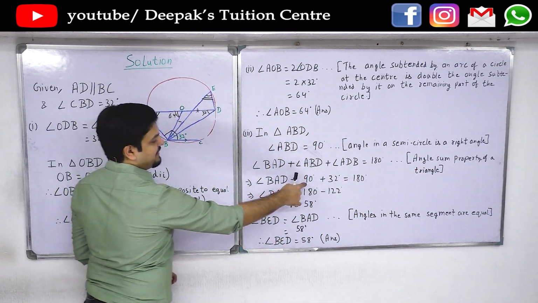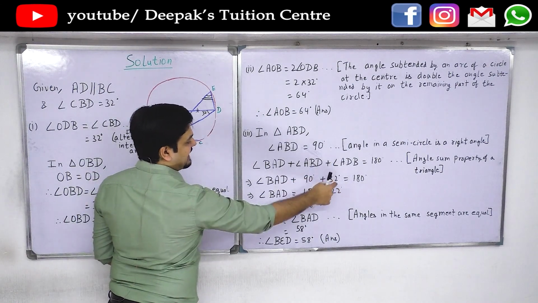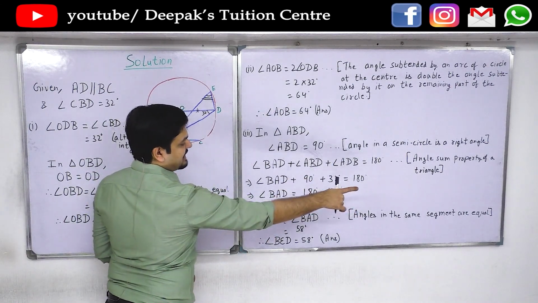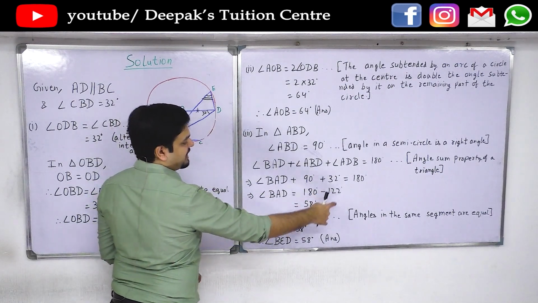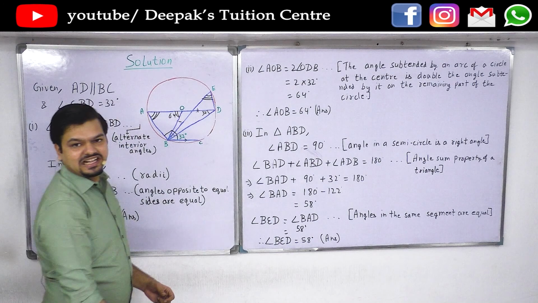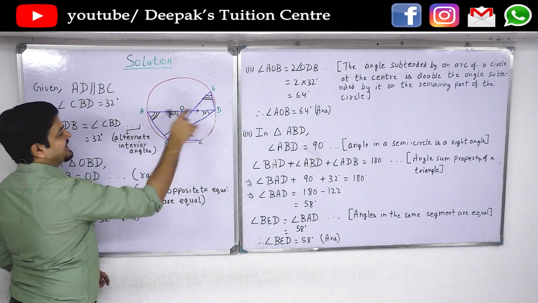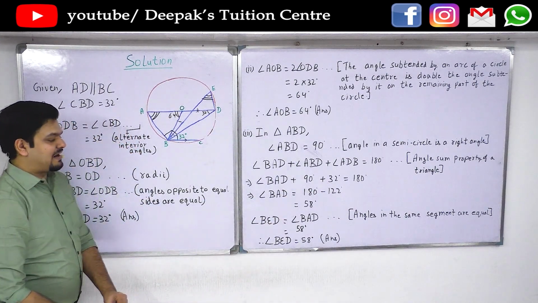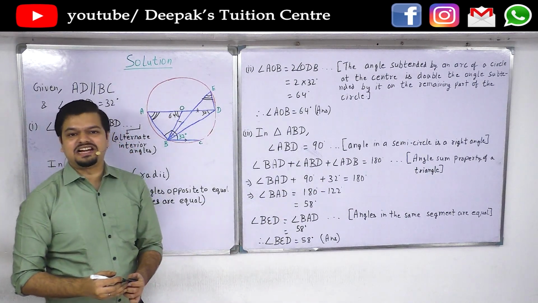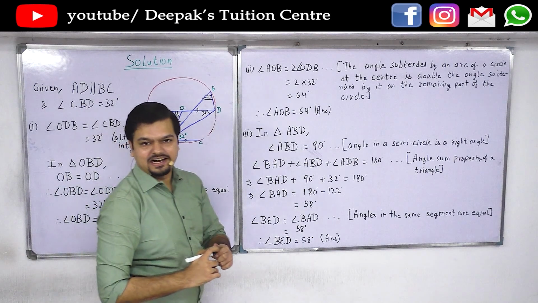So I'll substitute the values of ABD and ADB and transpose to the other side. So I get angle BAD equals 180 minus 122 degrees, that is 58 degrees. And since angle BAD is equal to angle BED, reason, angles in the same segment are equal, therefore angle BED is also equal to 58 degrees.